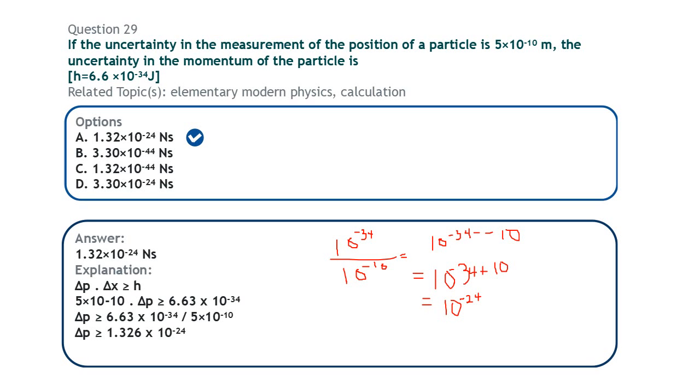Now you cannot see me writing this. So I have 10 raised to power minus 34 divided by 10 raised to power minus 10. This will be equal to 10 raised to power minus 34, using the law of indices, minus 10 here. So this is 10 raised to power minus 34, minus times minus is plus 10. So you have 10 raised to power minus 34 plus 10 is minus 24, and that's what we have.